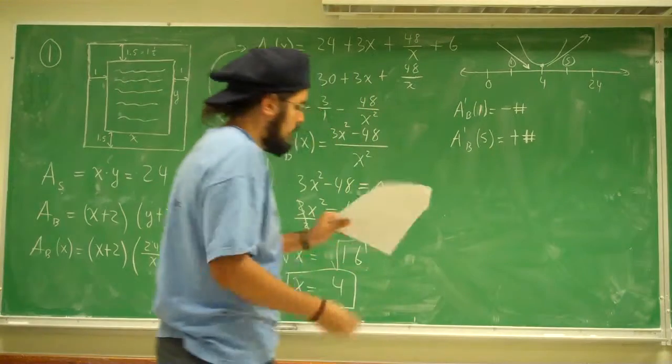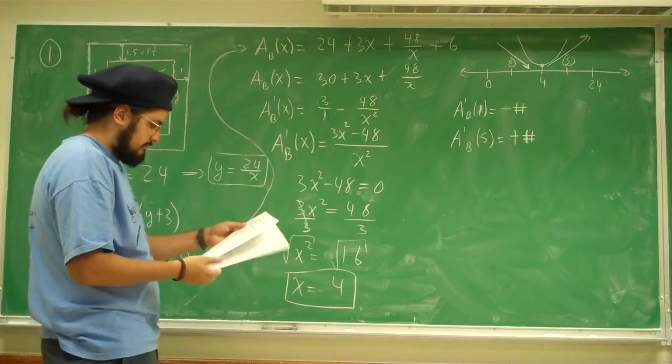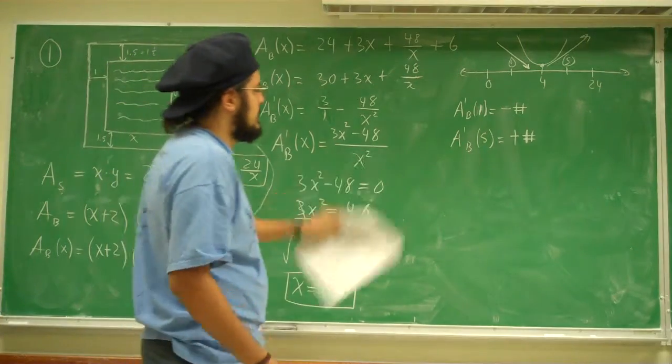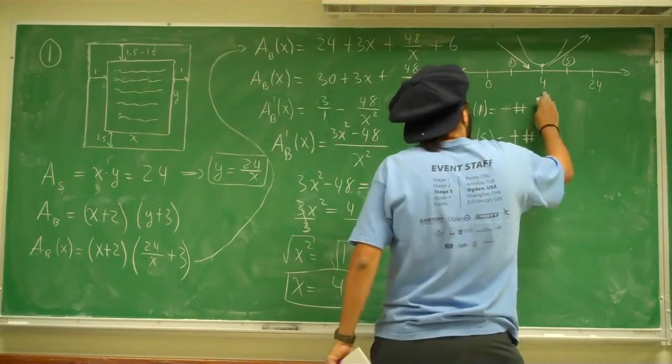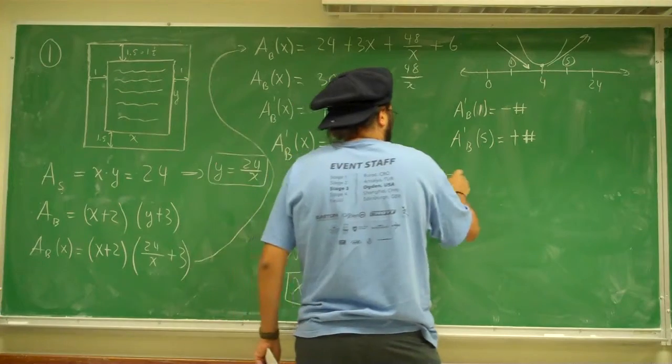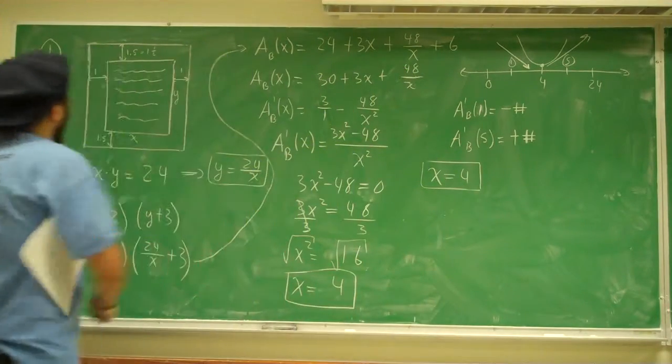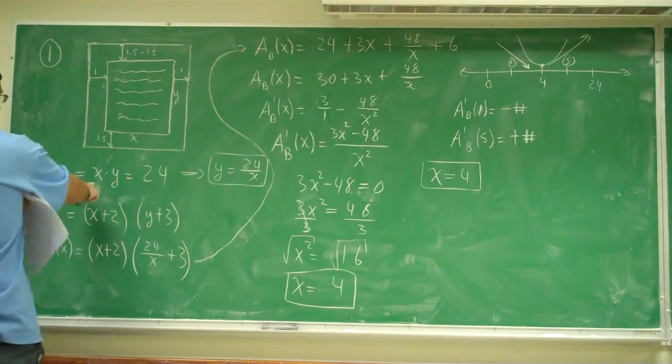And that's exactly what we want. We want to find what should be the dimensions of the page so that the least amount of paper is used. So that's the min. So it means when x is equal to 4, we have the least amount of paper used. And if x is equal to 4, what's the y?